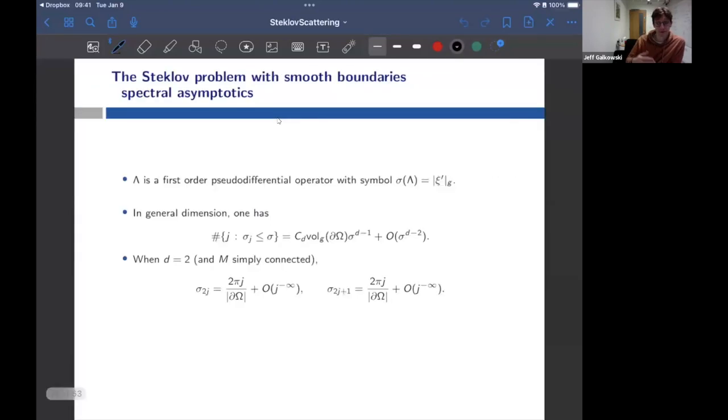And when d is 2, you can do much, much better. You can actually label the eigenvalues modulo j to the minus infinity. I believe this was due to Rosenblum in the first instance.